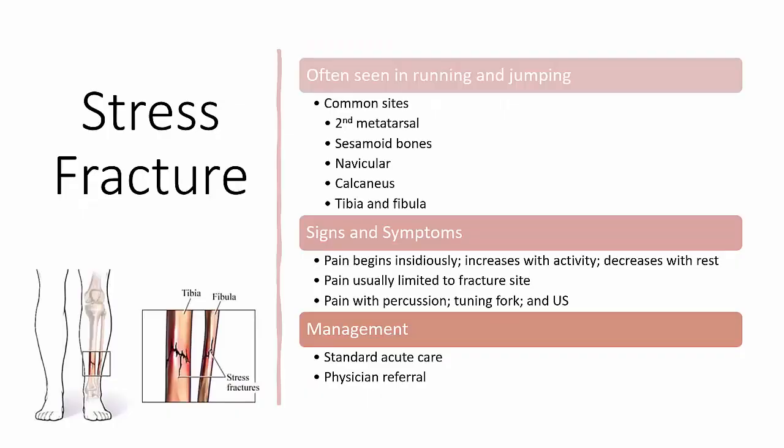A stress fracture. This is often seen in running and jumping activities. The most common sites for stress fractures in the lower extremity are the second metatarsal, under the sesamoid bones, the navicular, the calcaneus, and the tibia and the fibula. Signs and symptoms of stress fractures.